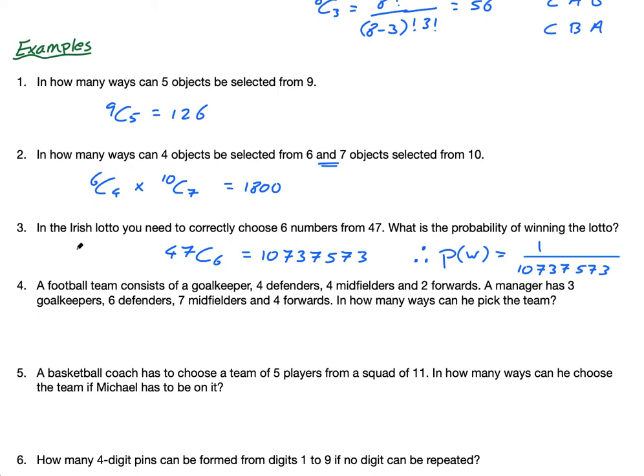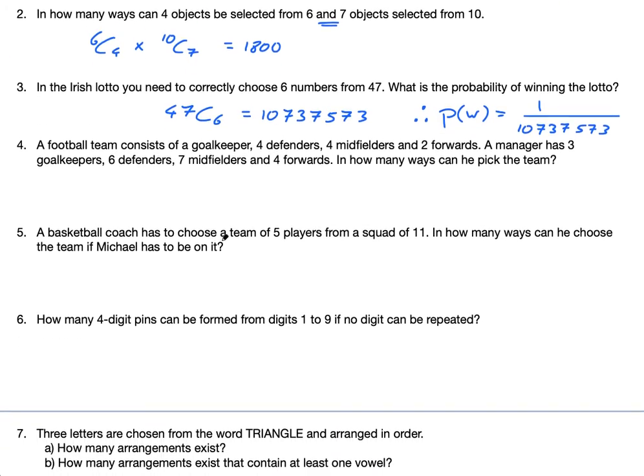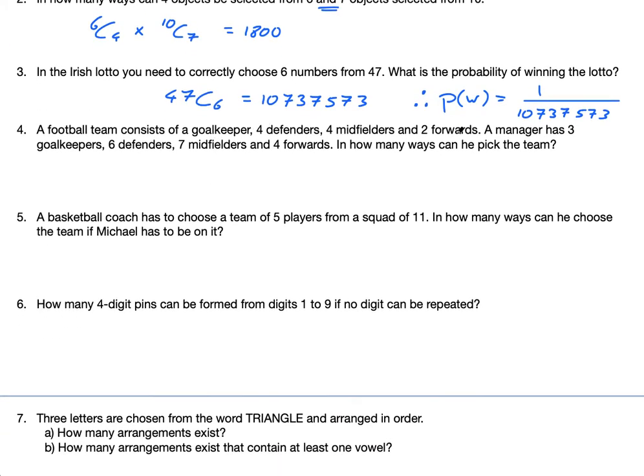Okay, next question. A football team consists of a goalkeeper, 4 defenders, 4 midfielders, and 2 forwards. A manager has 3 goalkeepers, 6 defenders, 7 midfielders, and 4 forwards. In how many ways can he pick the team? Okay, so we need to choose 1 goalkeeper out of 3. So this is 3 choose 1.